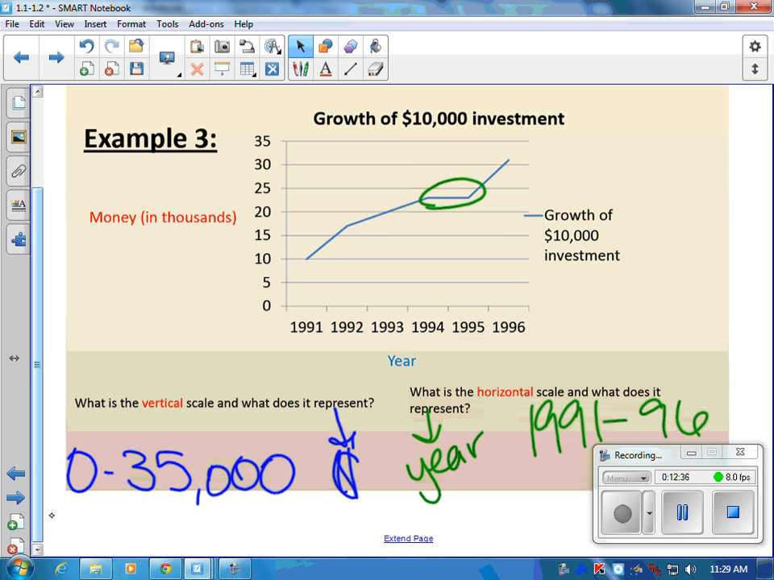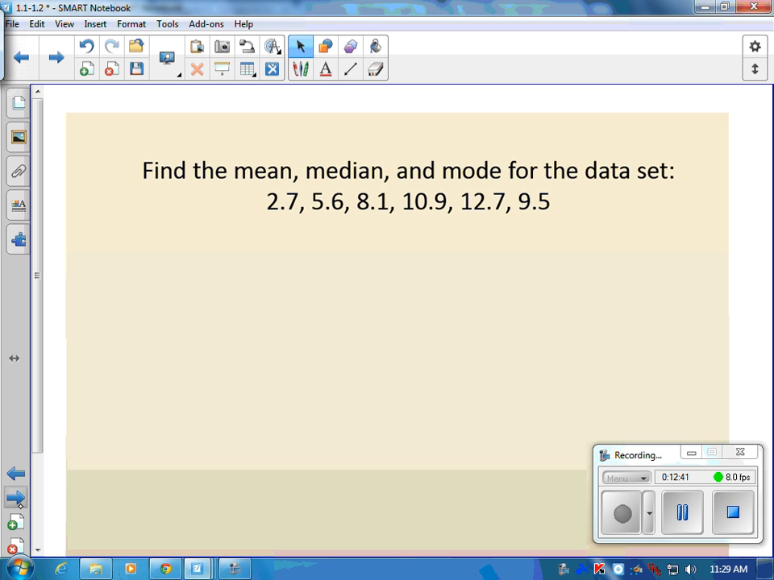Probably. Questions about this? All right, we are done looking at graphs. This is another problem I have for mean, median, and mode. I want you to give me a thumbs up if you think you understand mean, median, and mode. In the middle? So do we think we need to do this problem?